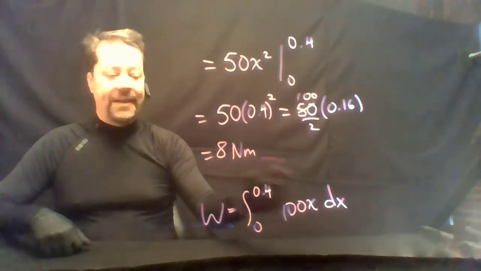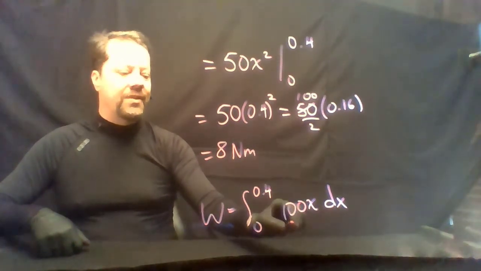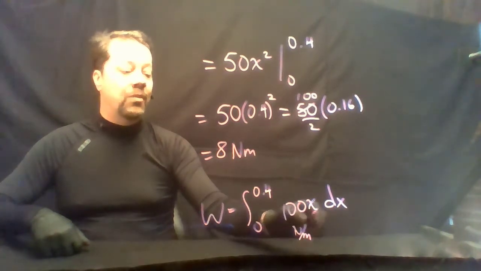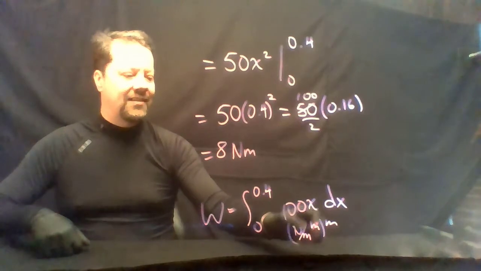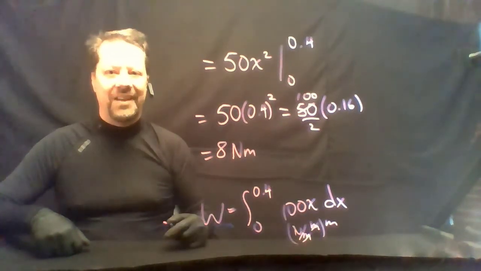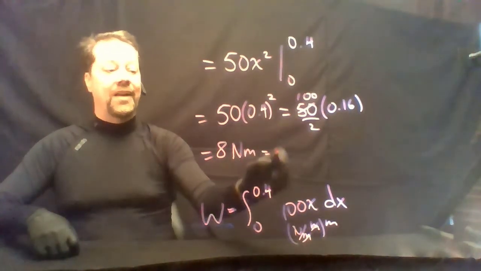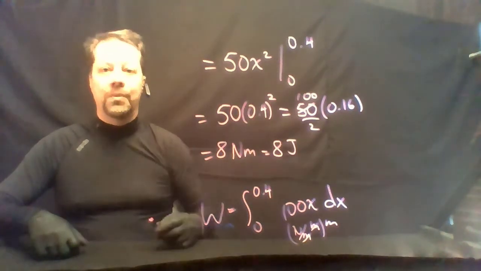Hopefully these units will make sense. Remember, 100 was in the units of newtons per meter. We're multiplying it by meters, and then multiplying it by meters again, giving us Newton meters, also known as joules.